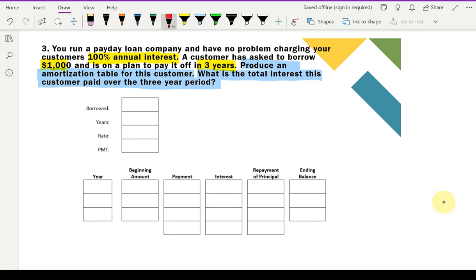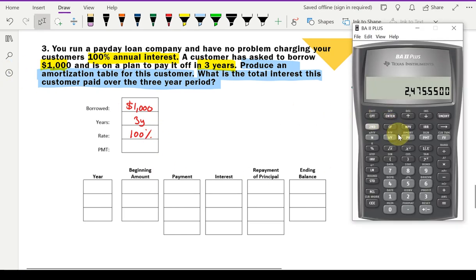So how much are they borrowing? They are borrowing $1,000 for 3 years at a rate of 100%. So let's figure out what that payment is. Let's do second clear. So 3 years, interest rate is what we're looking for. Present value is the $1,000 that they're borrowing. Sorry, the interest rate is right here, 100. We're looking for the payment. Future value is 0, so compute payment.